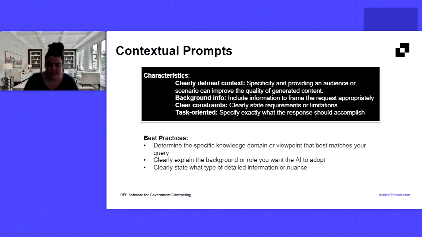Best practices here would be determining the specific knowledge domain or viewpoint that best matches the query. If you're looking at this from an engineering perspective or from an evaluator's perspective, however you're coming in, you want to frame that and take that lens and make sure the AI is clear on the role you want it to adopt, and then include any additional nuance. If there are things that are going to be weighted the most in an evaluation, or information that's most crucial to a customer's need, you can outline that as well.